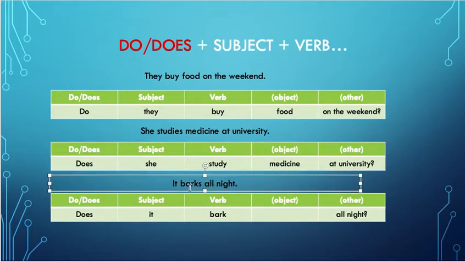And then number 3, it barks all night. So for it is the subject, so we use does for it. Does it bark all night?